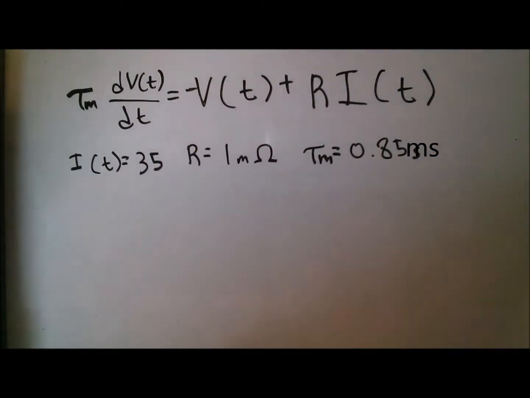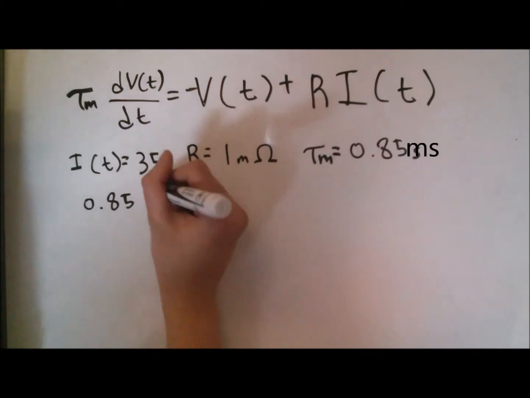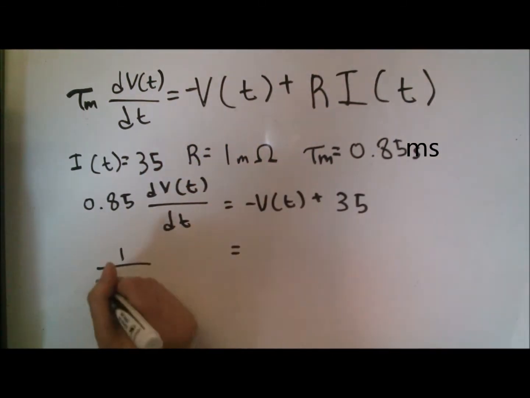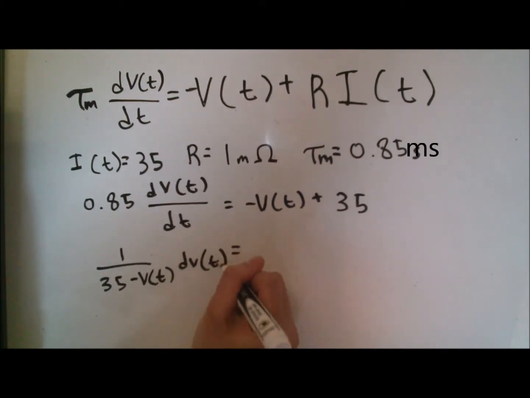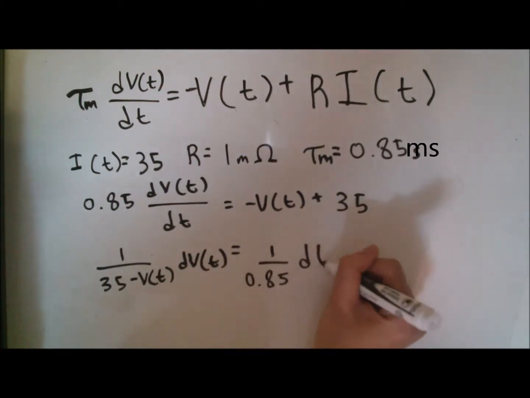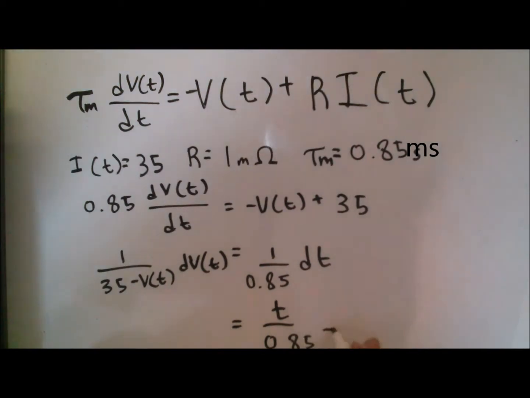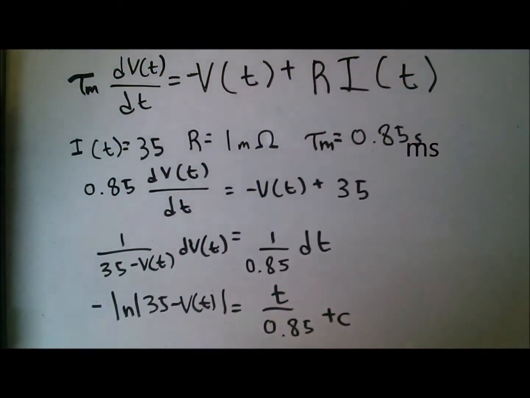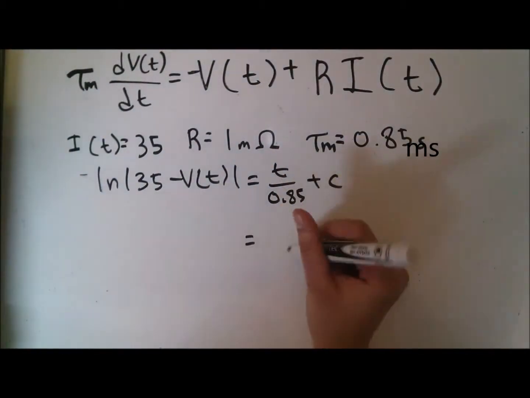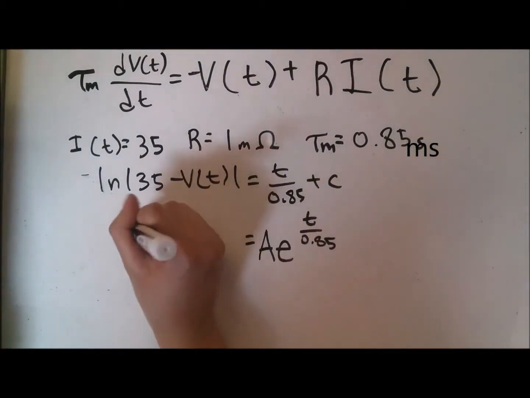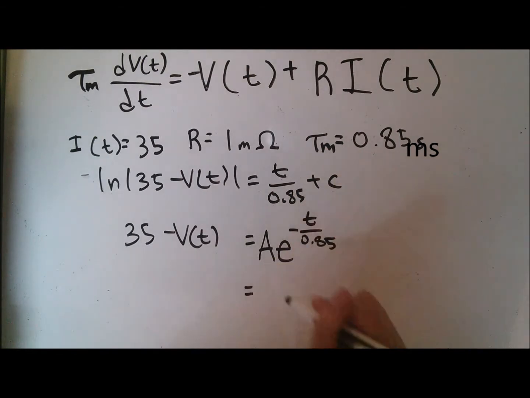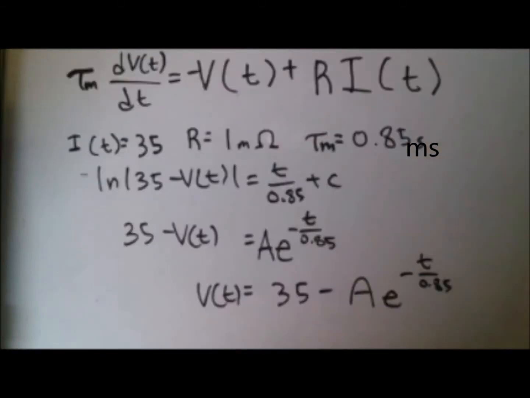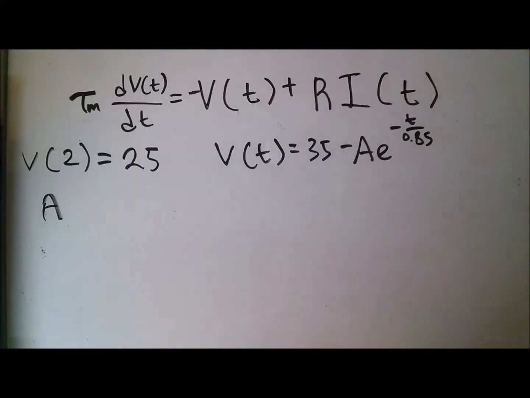We need to integrate this equation so that we can get V of t. So first, you substitute in the given variables. Then you do separable integration, where you separate the equation based on their terms and then integrate both sides. Then you solve for V of t and you get V of t equals 35 minus A e to the negative t over 0.85.